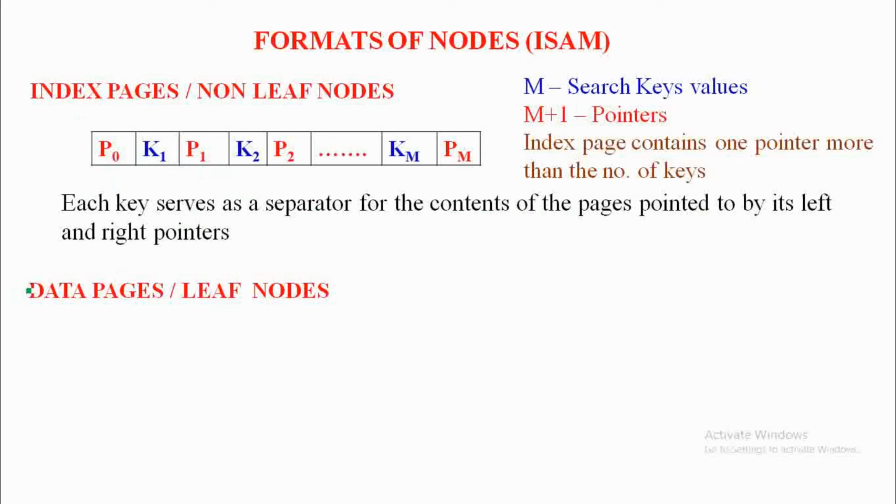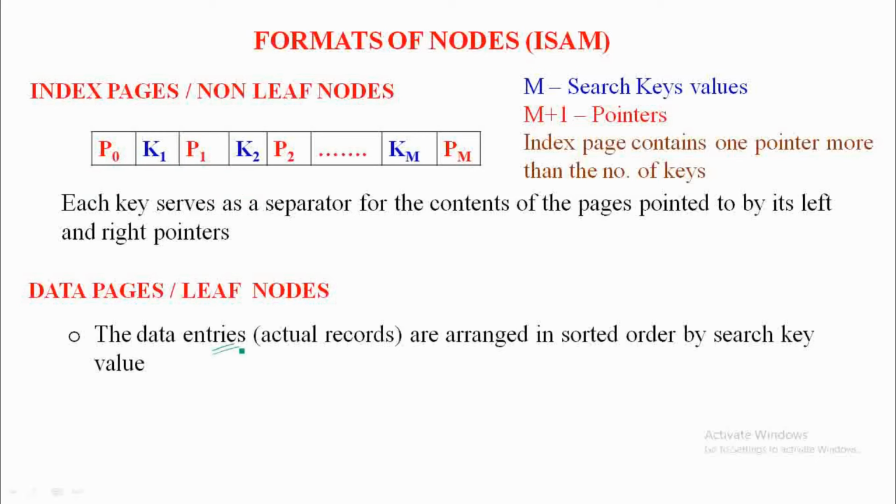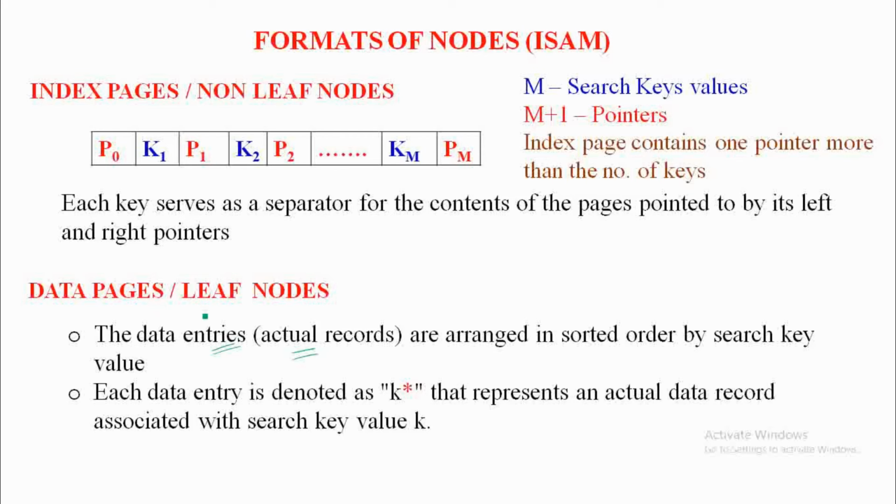Coming to data pages, in data pages, data entries, that is actual records, are arranged in sorted order by search key value. So usually whenever actual records are represented in data pages, we use the term k asterisk. It represents the actual record associated with the search key value k. Because if we represent the actual record in the leaf nodes, the tree structure looks very complex. In order to simplify that, we use the term k followed by asterisk symbol to indicate the actual data record associated with the search key value k.